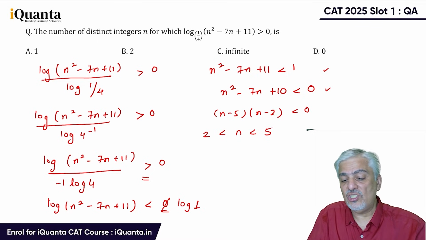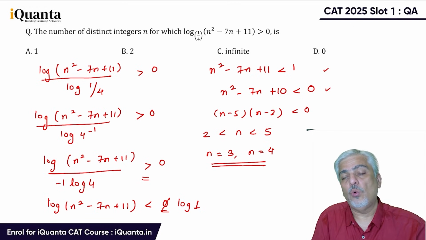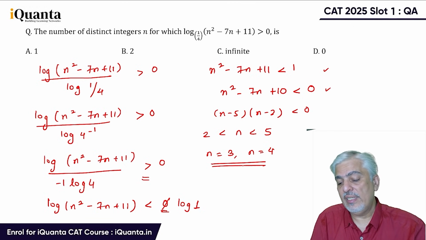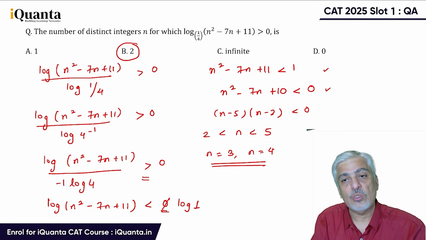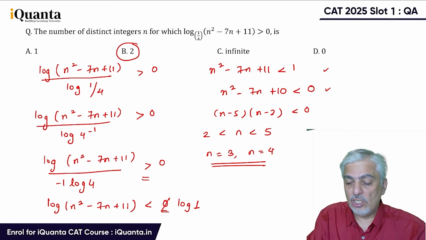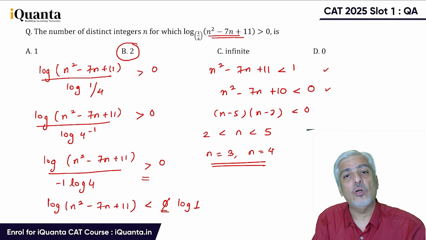And integers, that said, so between 2 and 5, we can have two integers. n can be 3 or n can be 4. But what a lot of people will forget over here, and would have marked 2, which CAT has also done. CAT has given the answer to this question as 2. But what a lot of people will forget is that whenever you have logs, you need to check whether this is coming out to be greater than 0 or not.